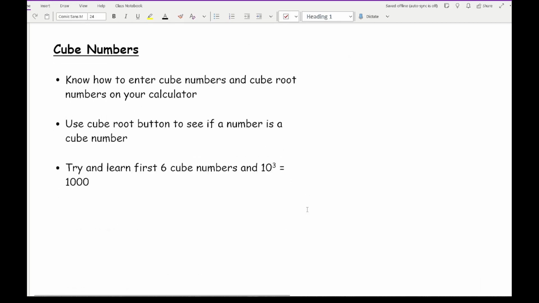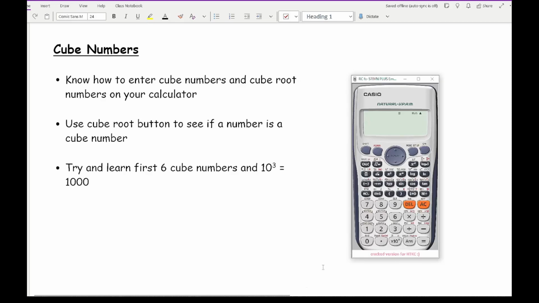So let's move on to cube numbers. Again, what you need to do when you're revising cube numbers is make sure you know how to enter cube numbers and cube root numbers on your calculator. What I would probably recommend is that you just use the universal power button to enter cube. So if I wanted to work out what 12 cubed is, you can use shift and x squared, but I would just go for this one here.